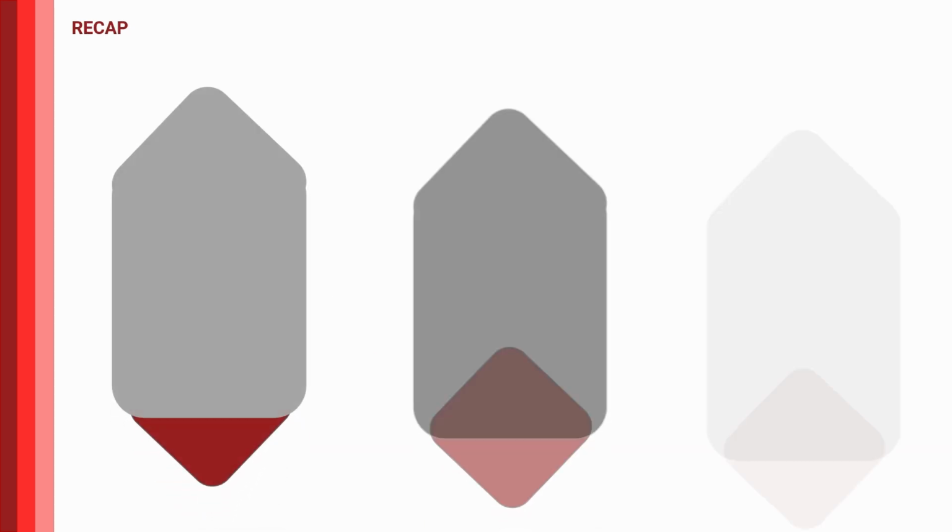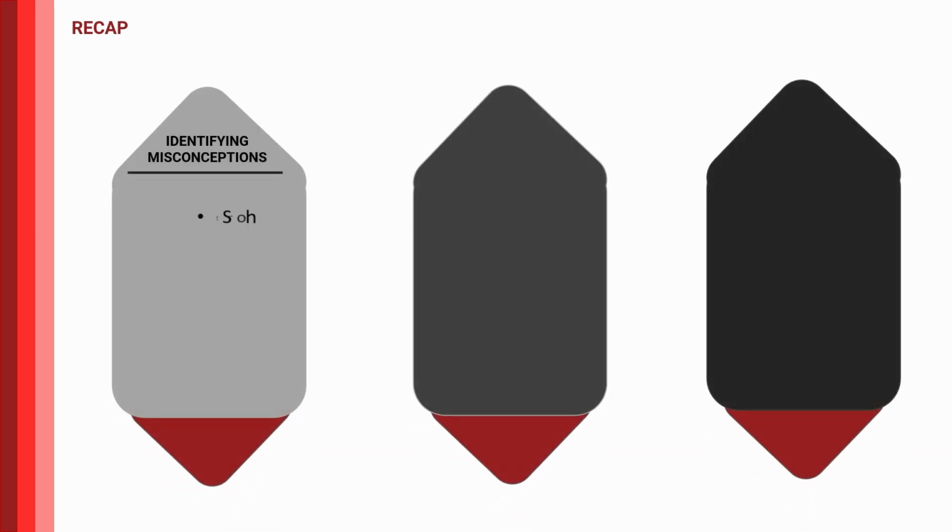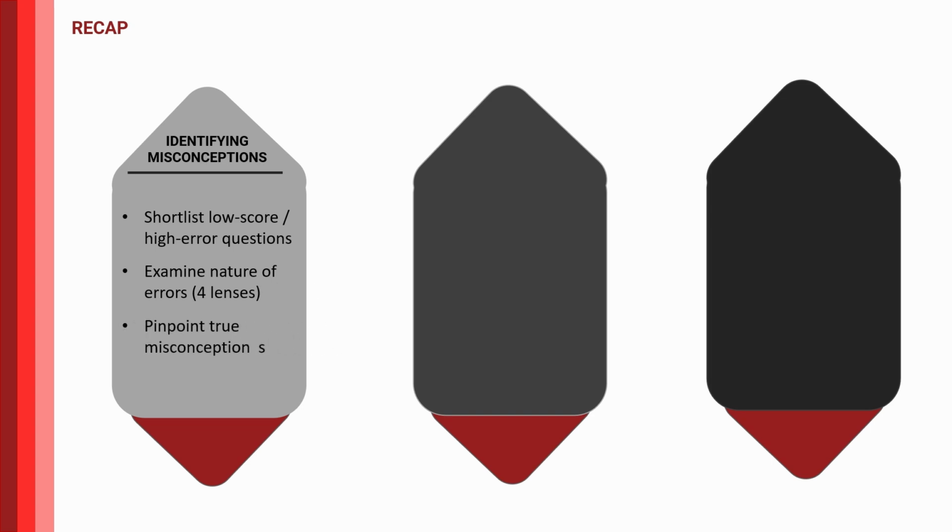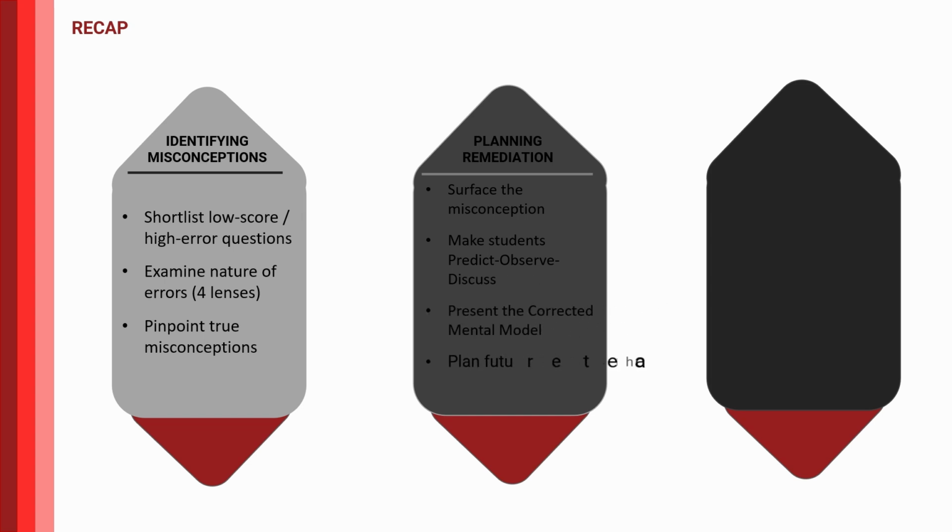Let's quickly recap. Identifying misconceptions is a 3-step process. Shortlist questions where students struggled, examine the nature of those errors using the 4 lenses, and pinpoint the true misconceptions we're targeting. Planning remediation is the other half. Remediation is not reteaching. 3 principles guide effective remediation: surfacing the misconception, making students predict, observe, and discuss, and present the corrected mental model. And we plan our future teaching to prevent these misconceptions from forming in the first place.